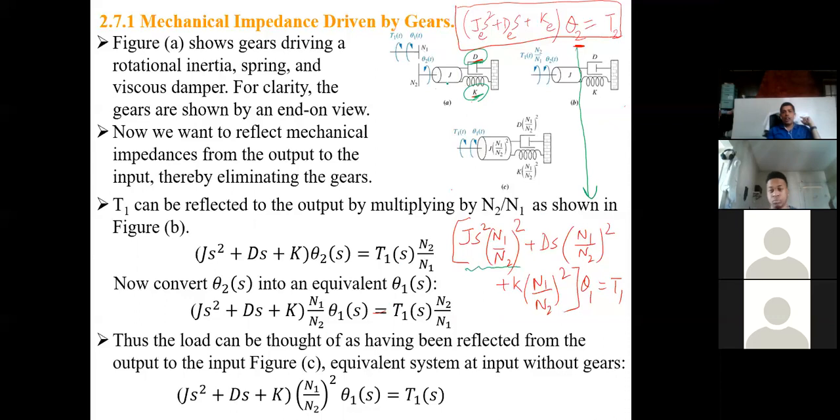When you change your J, you have to take destination over source squared. What is the destination here? N1 is the destination, right? Source is N2. You are going from theta 2 to theta 1. That's why theta 1 is your destination, theta 2 is your source. When you carry J from source to destination across the gear, you have to multiply by destination N over source N squared. That's my N1 over N2 squared. Does it make sense? Remember, destination over source, whole squared. That's how you multiply.